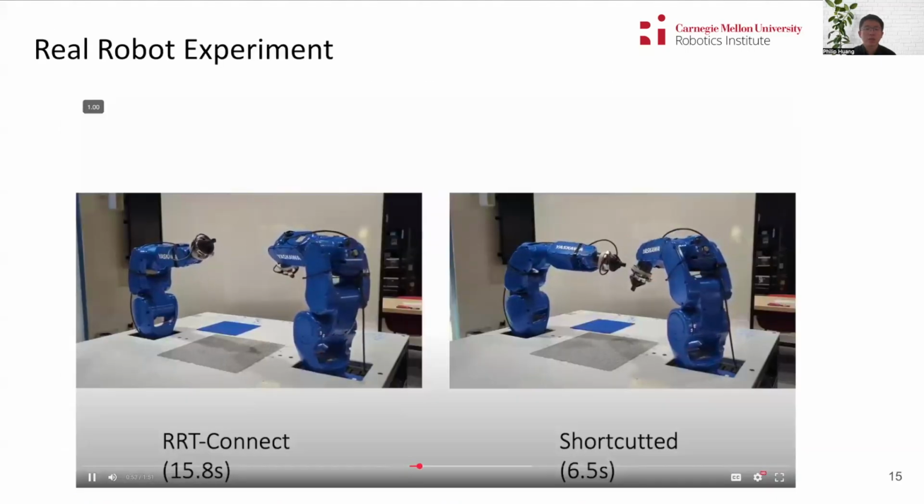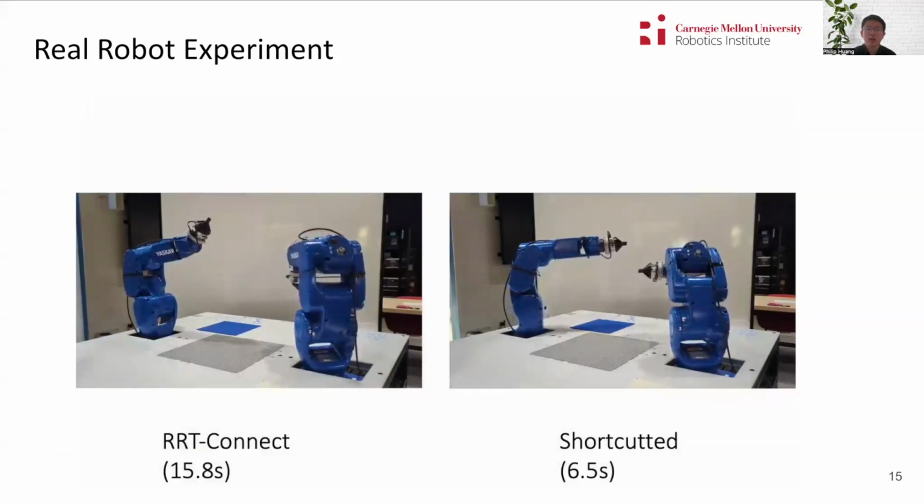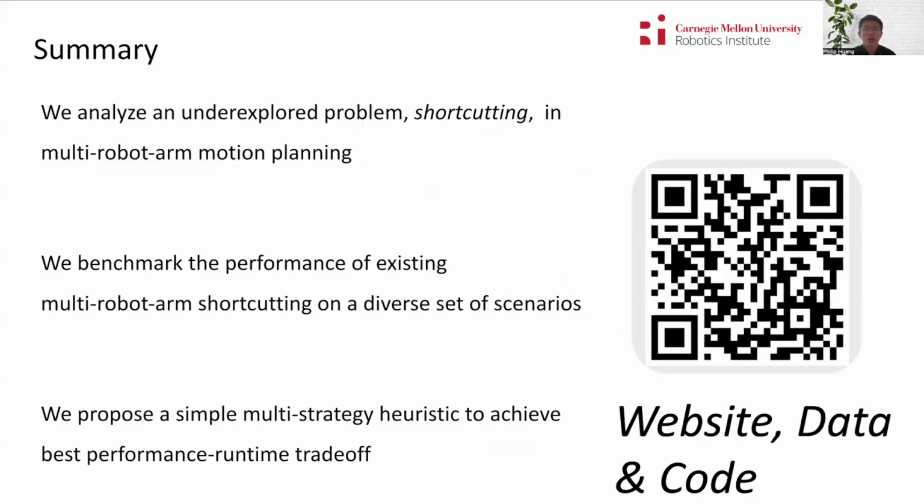Our shortcutting algorithms help real robot deployment and ensure that the robot motion is always collision-free. In summary, we analyze the problem of shortcutting in multi-robot motion planning, benchmark existing algorithms, and propose a simple multi-strategy heuristic to achieve the best performance-runtime trade-off. For more information, please check out our website.